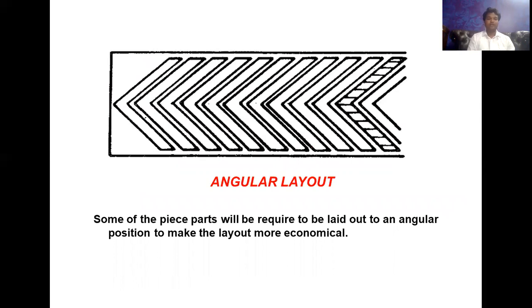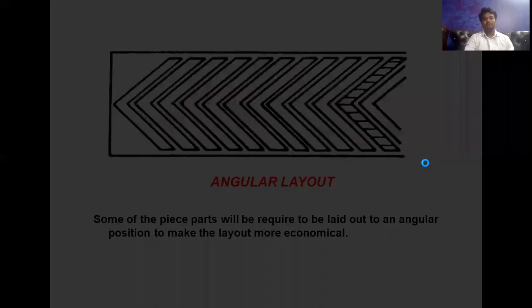Angular layouts. Sometimes angular layouts are required for some parts, positioned at an angle to be more economical. So we cannot draw this individually and waste the material. To conserve the material, the die should be kept at an angle such that the material is saved and conserved for more economical purposes.